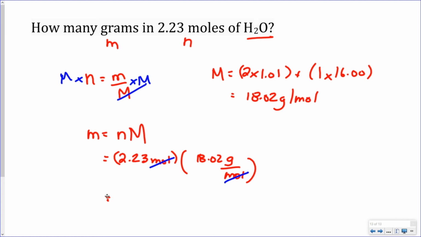So 2.23 times 18.02 gives me a mass of 40.1846. Again, round to significant digits, so we were given 3 here, so we should round to 3. So this would be 40.2 and include our units of grams. So 2.23 moles of water is going to be 40.2 grams.